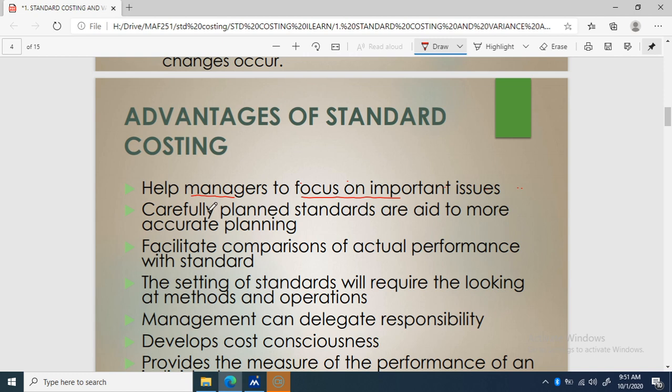And then number two, carefully planned standards are an aid to more accurate planning. When you set a standard for one unit of the product, you can plan, you can budget for the future. Your budget is more accurate. Okay, number three, facilitate comparisons of actual performance with standard. When you estimate a standard, and then at the end of the period you get the actual cost or actual revenue, you can compare to analyze the performance.